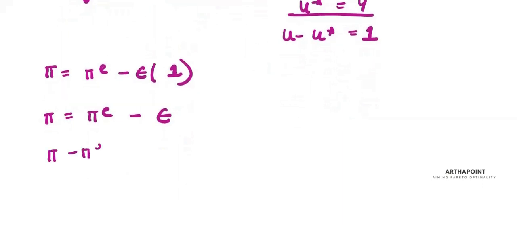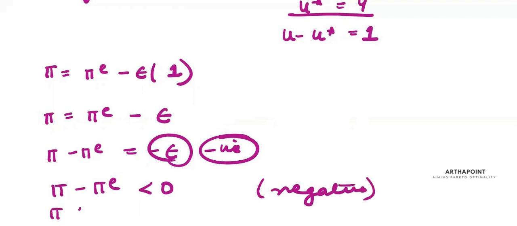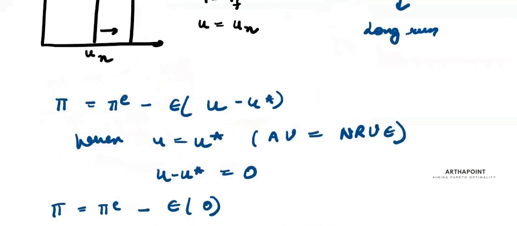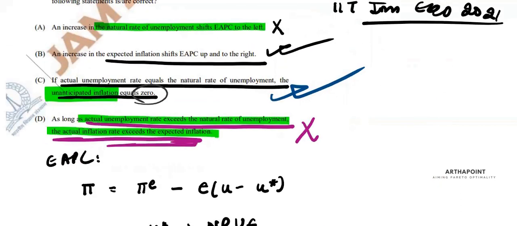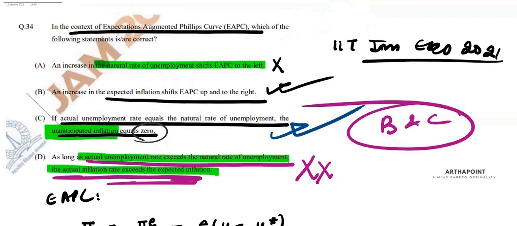So pi minus pi E is minus eta. This means this is negative. You're getting a negative number, which means pi minus pi E is less than 0, so pi is less than pi E. Actual inflation is less than expected inflation. But this option is saying that actual inflation is more than expected inflation. It's wrong. So the answer to this question is B and C. This is correct. Okay, thank you.